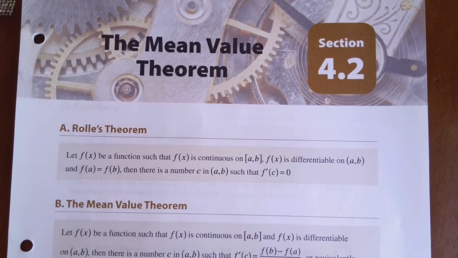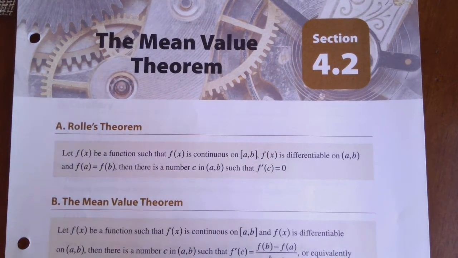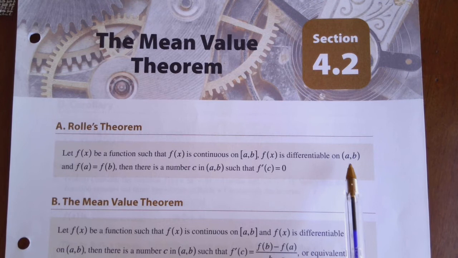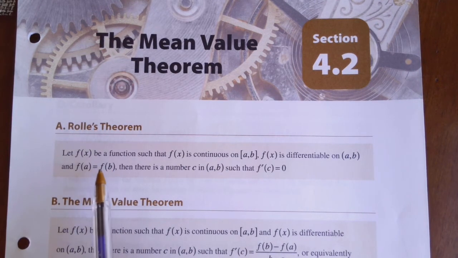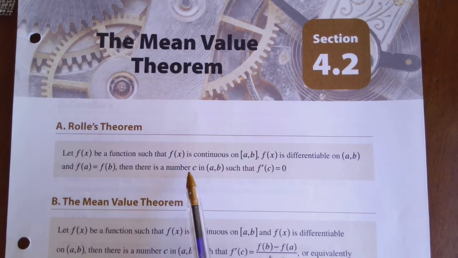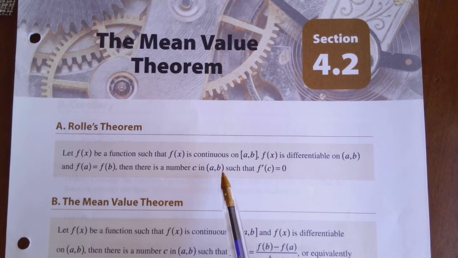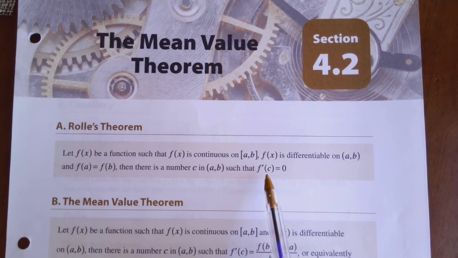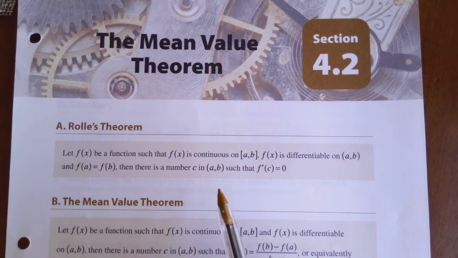Okay? And Rolle's theorem says that if you let f of x be a function such that f of x is continuous on a closed interval, and f of x is differentiable on that open interval, and the endpoints, f of a and f of b, so these are the y values, are equal to one another, then if all of those things are true, then there has to be a number c between a and b such that the derivative of c equals 0. Okay? All right, so let's talk about kind of what all this means real quick.